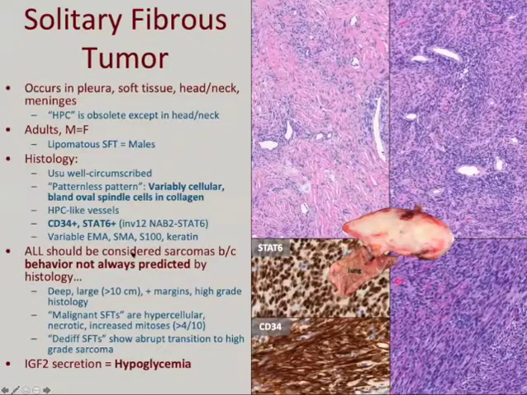Hey, SFT, here we go. So we talked about SFT in the head and neck. Again, I'm not going to recapitulate it. Just remember, most common site is, of course, the pleura of the lung, but can occur in deep soft tissue. Remember STAT6, remember CD34, remember hypoglycemia due to secretion of IGF-2 by the tumor.